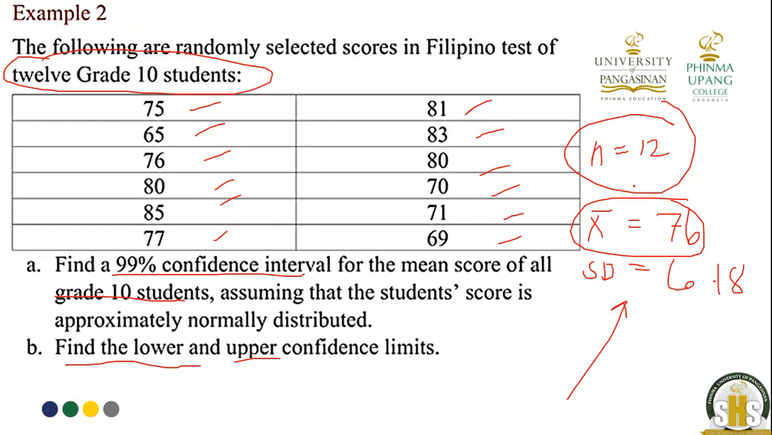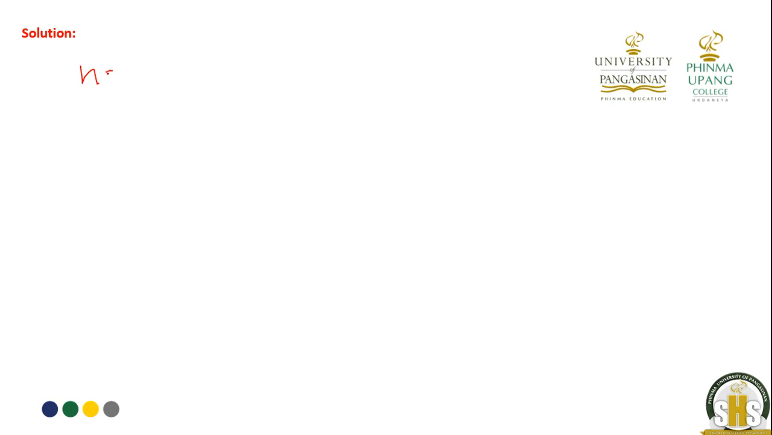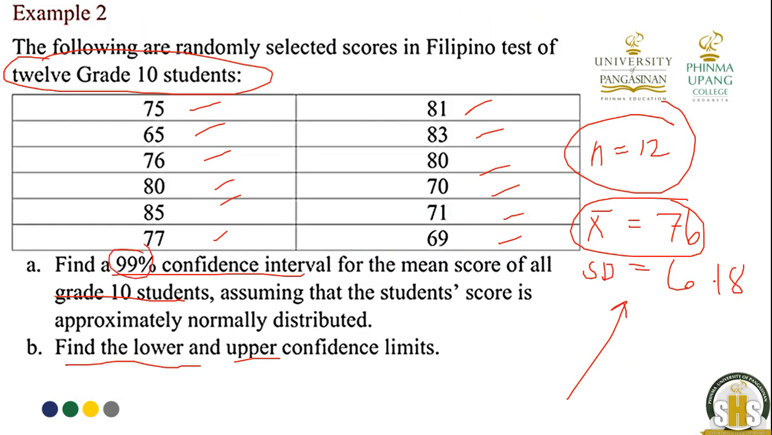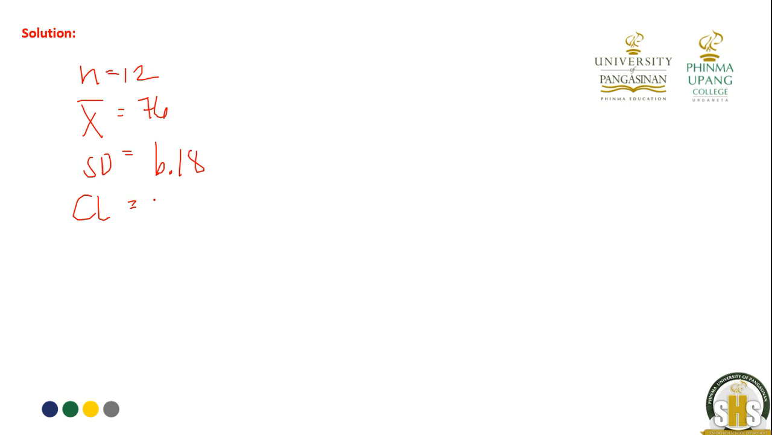Okay. So, nahanap natin dito n is equal to 12. X bar 76. Nakuha natin 76. Yung SD na nakuha natin dito is 6.18. Sa tanong niya is 99%. Yung CL is 99%. So what is the alpha of 99%? That is 1%. So ibig sabihin yung one tail niya ng 1% is what?